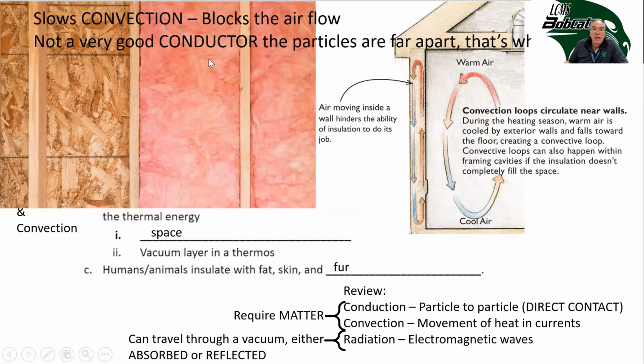So the puffy stuff in the wall slows convection. What it does is it blocks the airflow. It keeps it from rising up inside the wall like this over here in this picture. Also, it's not a very good conductor, because the particles are far apart. That's why it's so puffy and light: they want the particles far apart, so that it traps the air and stops convection, and it's also not a good conductor.